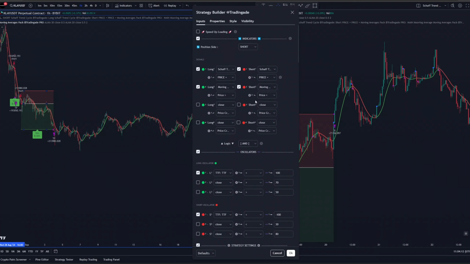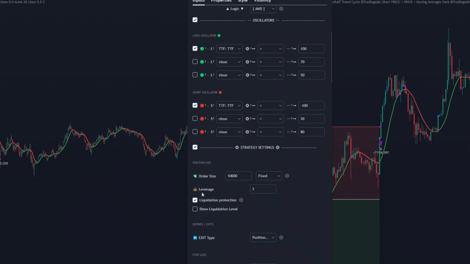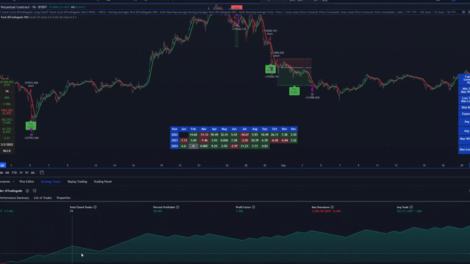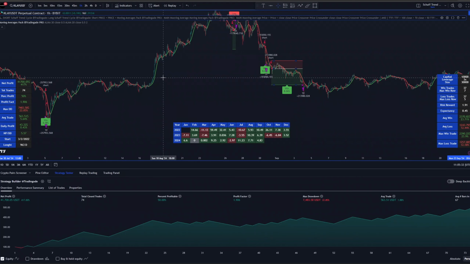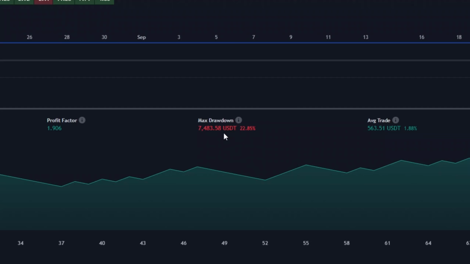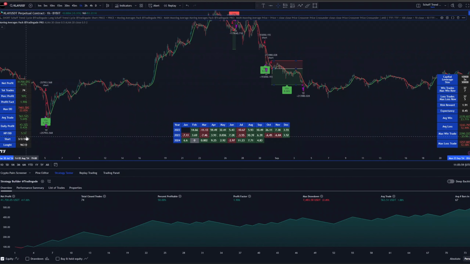We're gonna go only short, order size $10,000 with fixed amount, 3x leverage, initial capital $10,000 and 0.06% commission. As you can see, guys, we have a really spectacular equity line, 417% net profit, 74 trades, 50% win rate, 1.9 profit factor, 22.8% max drawdown, and 1.88 average trade. Net profit slash drawdown 5.57, which is absolutely good.